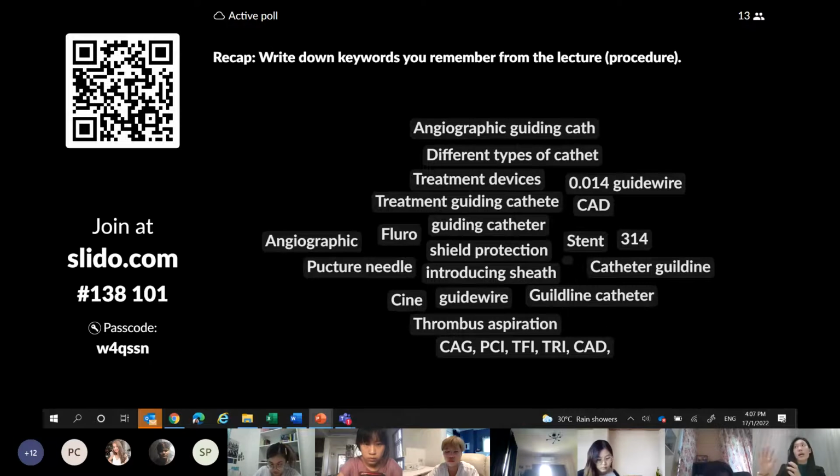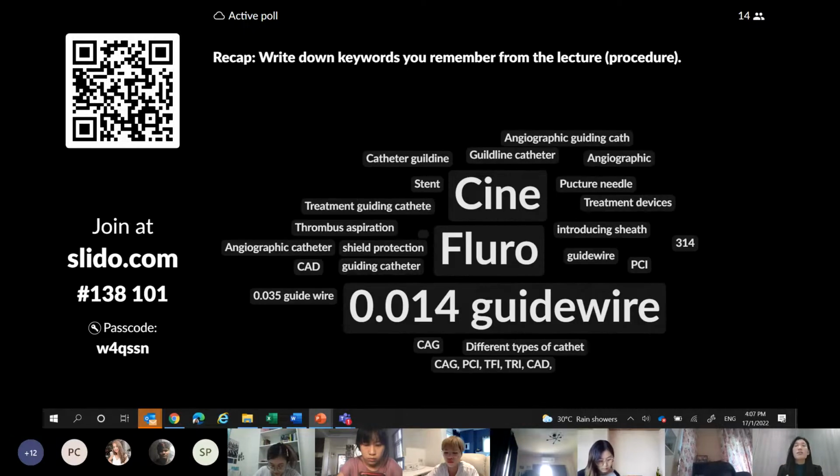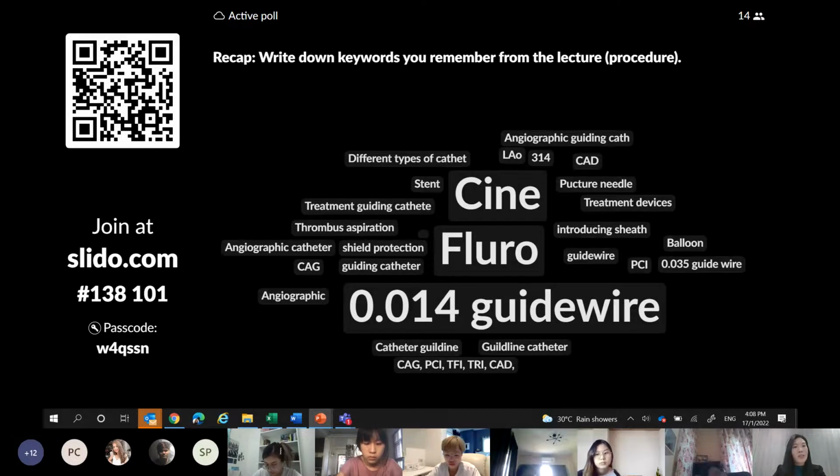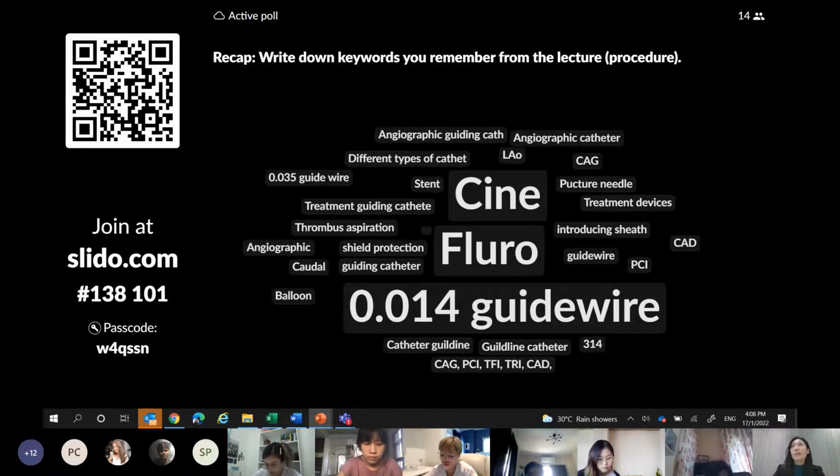And subsequently, once you engage your angiographic guiding catheter, you will do your contrast media injection so that you get your angiogram. Once you identify a problem, you may or may not go to PCI. If you go to PCI, important devices are your 014 guide wire, your treatment guiding catheter, and your treatment device. So treatment device can cover your balloons, your stents, your atherectomy devices like rotational or laser devices. It can also cover thrombectomy.